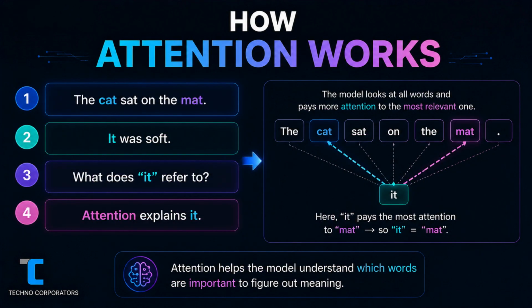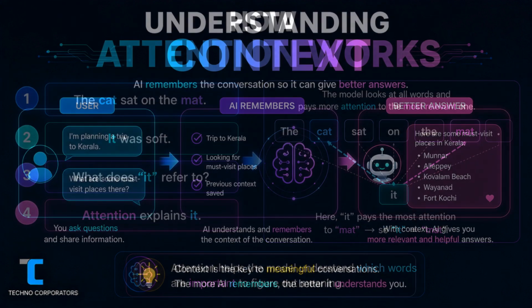A key feature of the transformer is something called attention. Imagine reading the sentence, "The cat sat on the mat." It was soft. To understand what "it" refers to, you need to connect it with the right word in the earlier sentence. Attention allows AI to focus on the most relevant words, helping it understand context much more effectively.